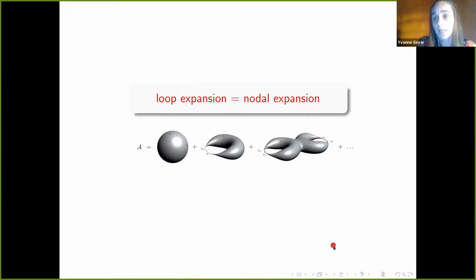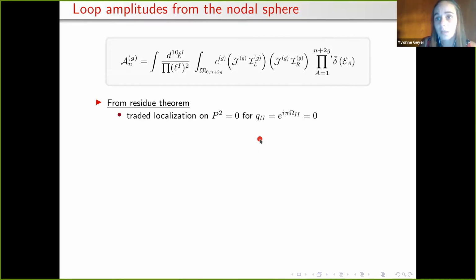Now, I've spelled this out for you at one loop, but we've seen over the last few years that this can also be done at least at two loops as well. So up to two loops, we can think of the loop expansion instead as a nodal expansion instead of a genus expansion. And just to give you a feeling for what the corresponding formulas look like.